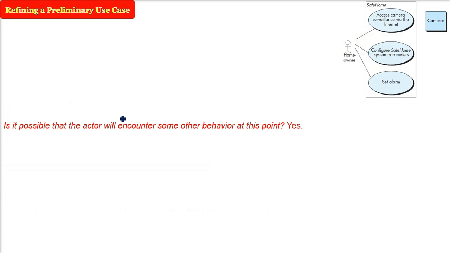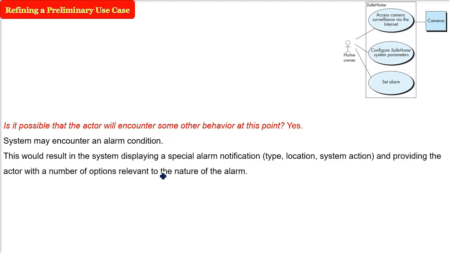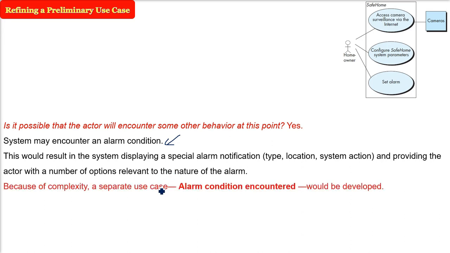One more question I said we need to ask: is it possible that the actor will encounter some other behavior at this point? Yes. There may be an alarm condition. For example, this is all a security scenario, so there will be an alarm. Depending upon the type, the location of the camera, and the system action, the actor will be provided with a number of options. It can be relevant to different kinds of alarm or nature of alarm.